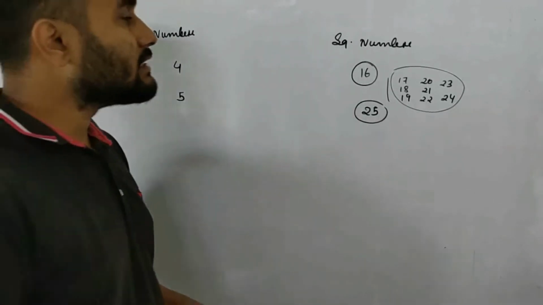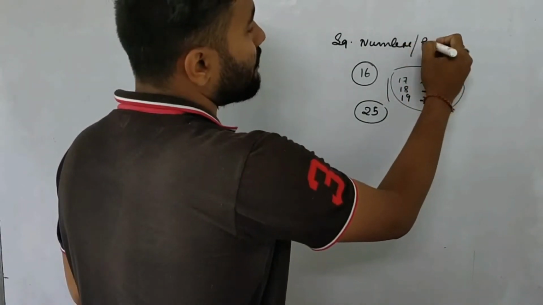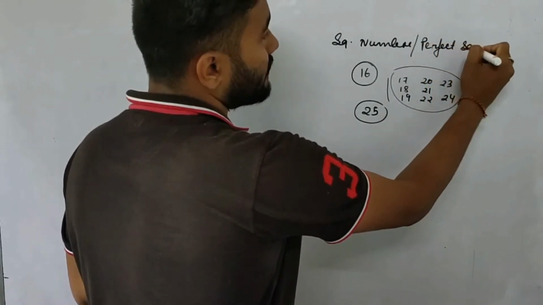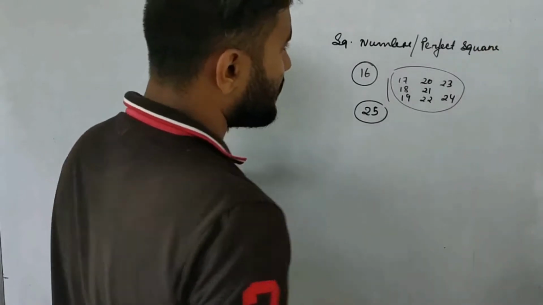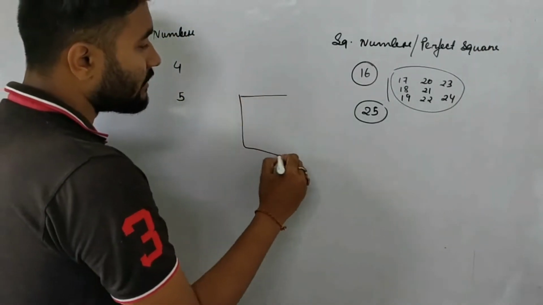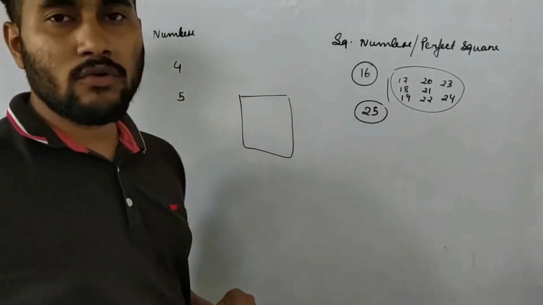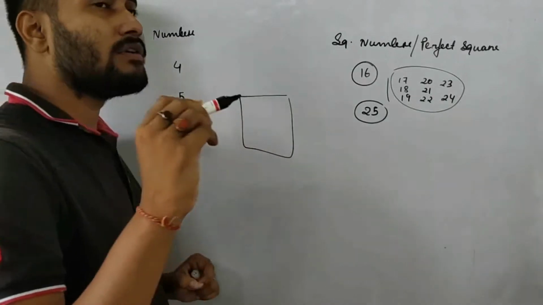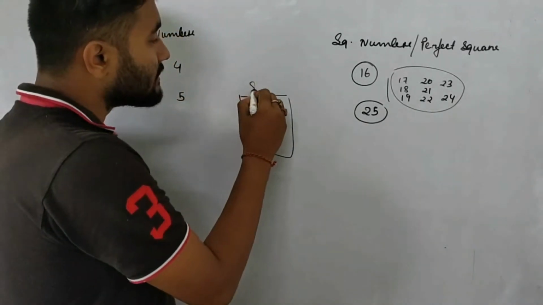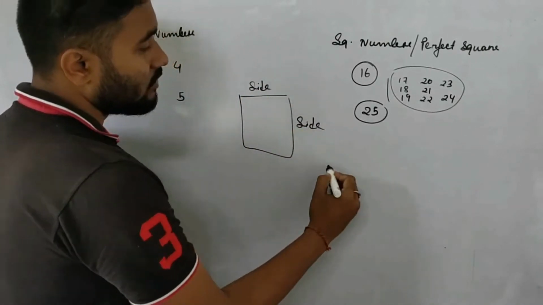So a square number has another name which we call perfect square. Perfect square means what? Square is what? Square shape. This is a square, right? Means it is perfect. All the sides are equal. So what was the formula of a square? The formula of a square was side into side.